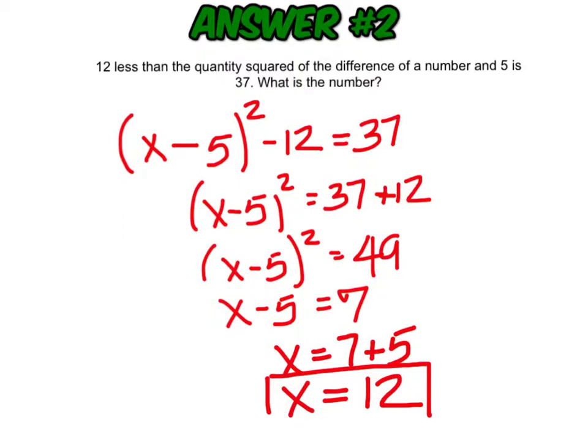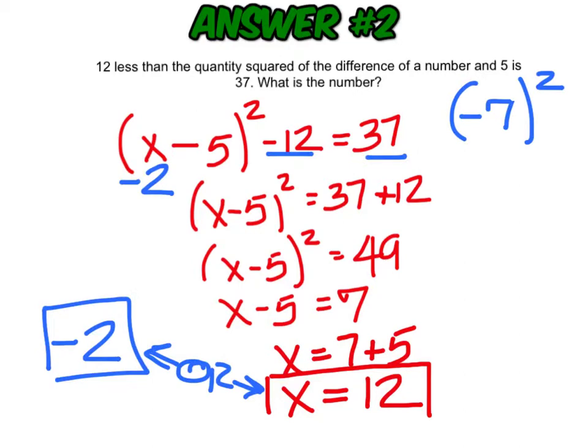On the second one here, we had 12 less than the quantity squared of X minus 5 is 37. You must move this to the right and make it plus 12, so you get 49. The number you square to get 49 is 7. That means you set 7 equal to what's inside the parentheses. And something minus 5 is 7. That would be 12. Any other questions?